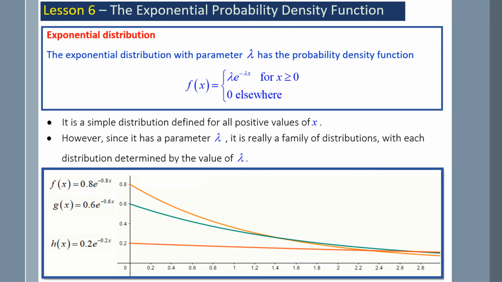For instance, if I was to apply 0.8 as being lambda, this is what it looks like. f(x), g(x), and h(x). You can see they're all exponential curves that are diminishing in value. And the area under each of those curves equals 1. So they're a family of curves that are considered an exponential probability density function.